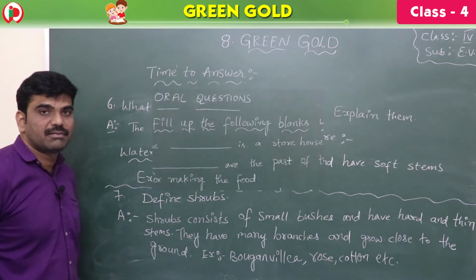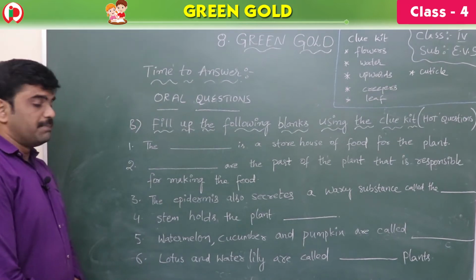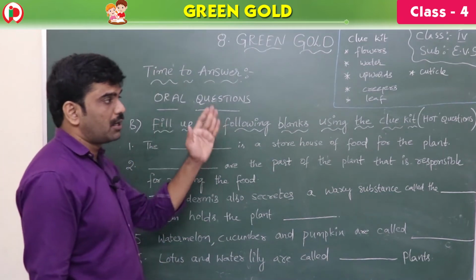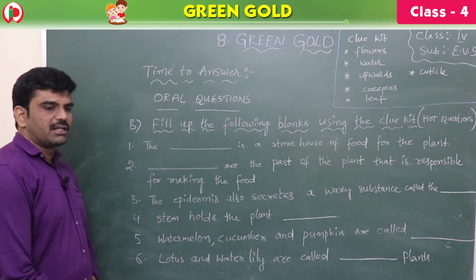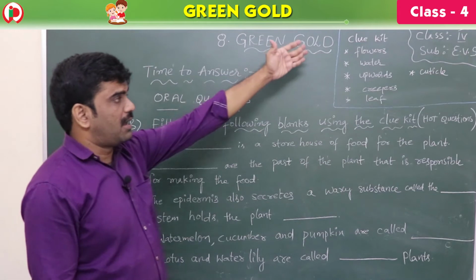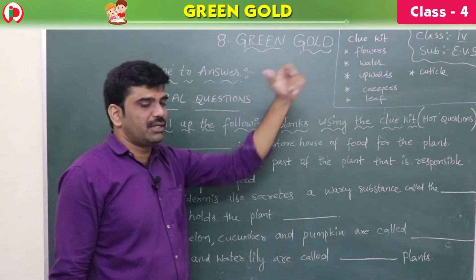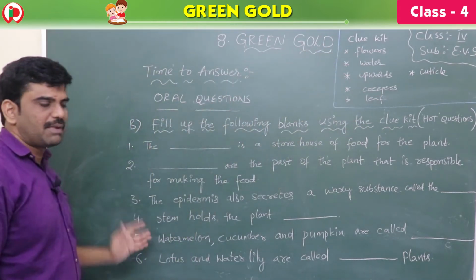Okay, children, now you see the oral questions. That is B. Fill up the blanks. Fill up the following blanks using the clue kit. So these are higher order thinking questions, children. That is hard. First one. The clue kit is there: flowers, water, upwards, creepers, leaf and cuticle. Using the clue kit, you have to fill up these blanks.